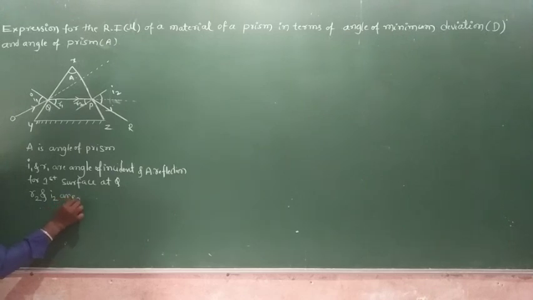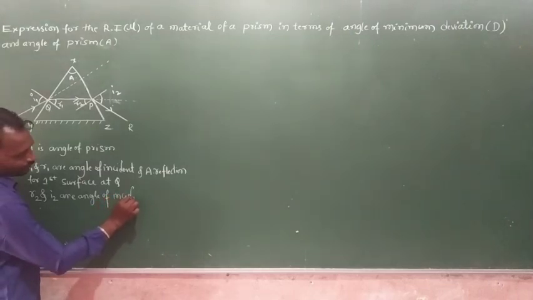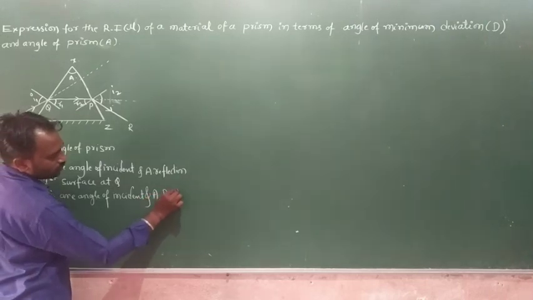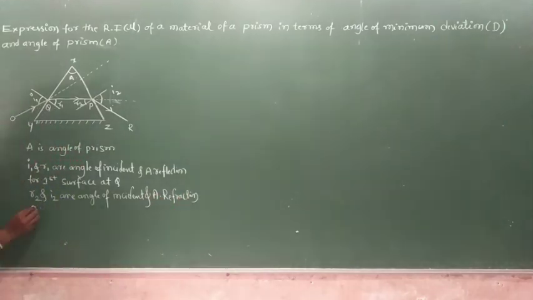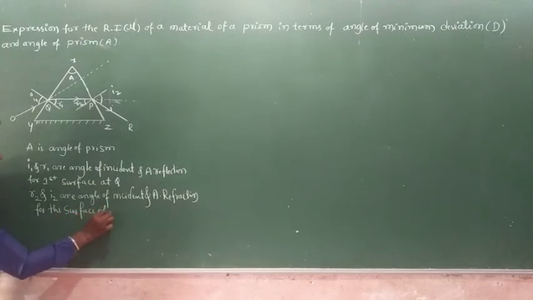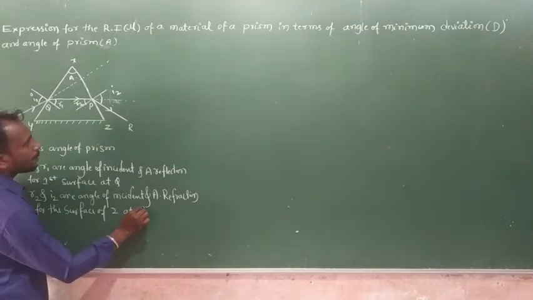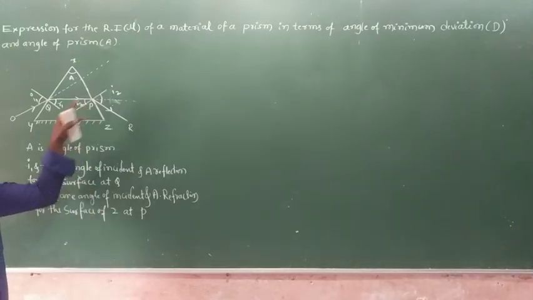are the angle of incidence and angle of refraction for the second surface at point P.